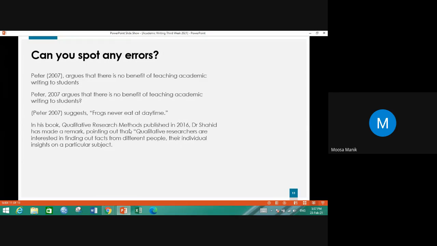In his book, Qualitative Research Methods, published in 2016, Dr. Shahid has made a remark pointing out that, open inverted commas, qualitative researchers are interested in finding out facts from different people, their individual insights on a particular subject. Quite a lot of things need to change here. This is something that we are going to teach you, so I'm not going to ask you many questions on this. There are so many things wrong in this sentence, but if you're interested, maybe you can take a look later.